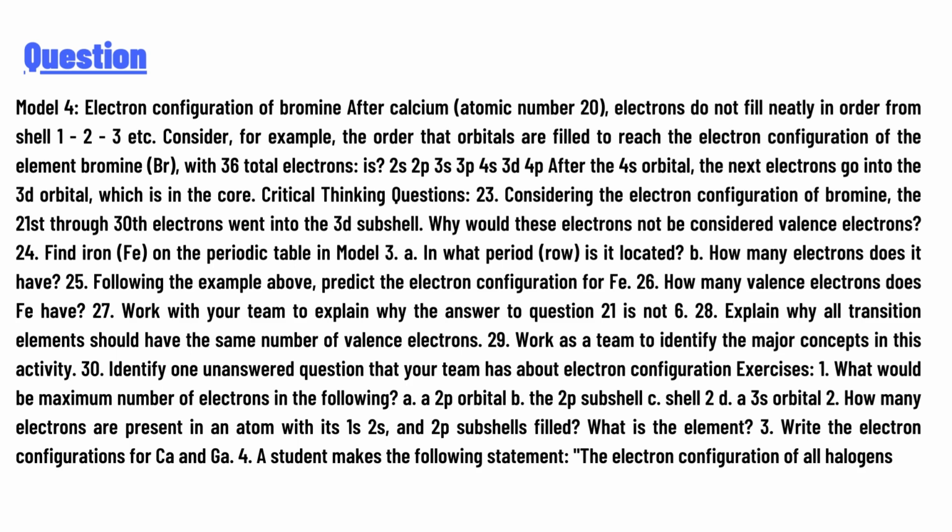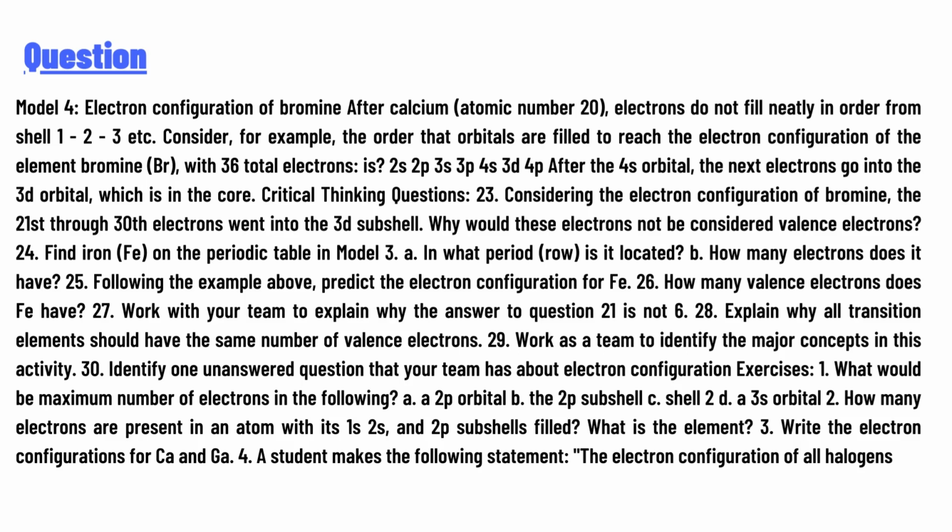Exercise 1. What would be the maximum number of electrons in the following? A. A 2p orbital. B. The 2p subshell. C. Shell 2. D. A 3s orbital. 2. How many electrons are present in an atom with its 1s, 2s, 2p subshells filled? What is the element? 3. Write the electron configuration for Ca and Ga.